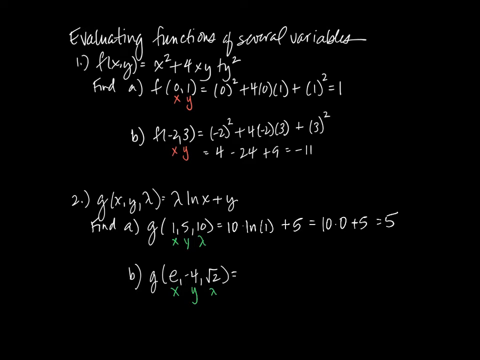So again, the original function is lambda times ln of x, so lambda is square root 2, ln of x, x is e, plus my value for y, which is negative 4. ln of e is 1, so we get square root of 2 times 1 minus 4, and so this result is square root 2 minus 4. Okay, so we just have to make sure we put the right numbers into the right variables. That's really the tricky part of that.